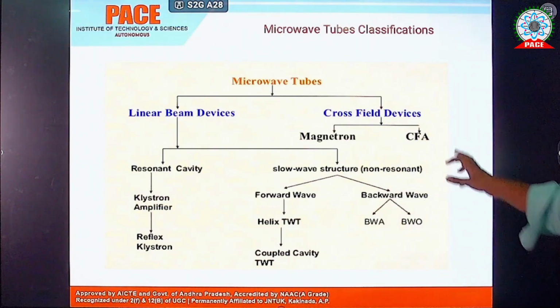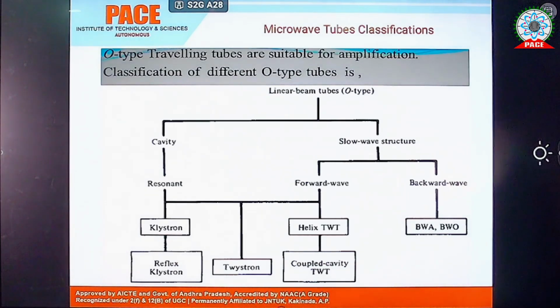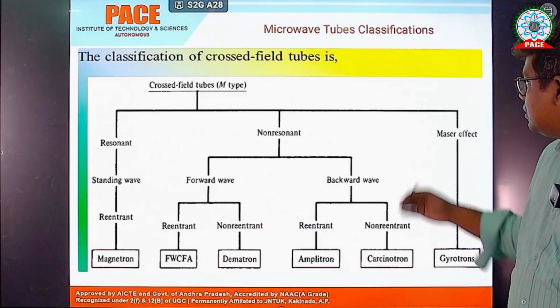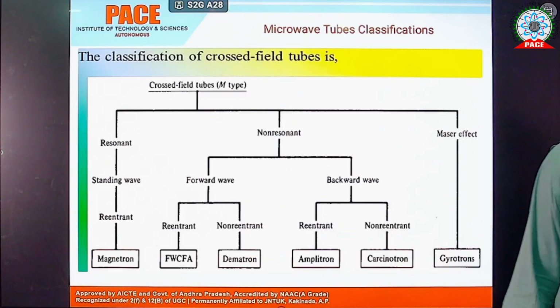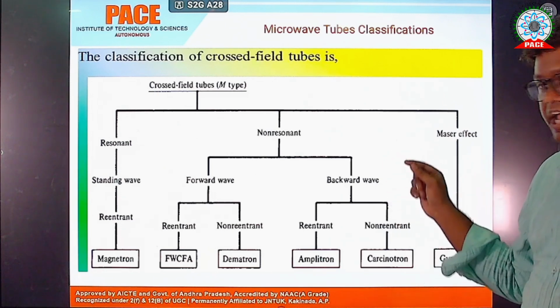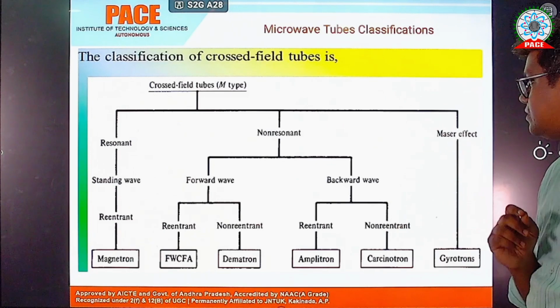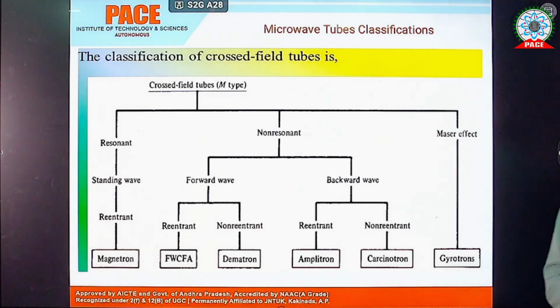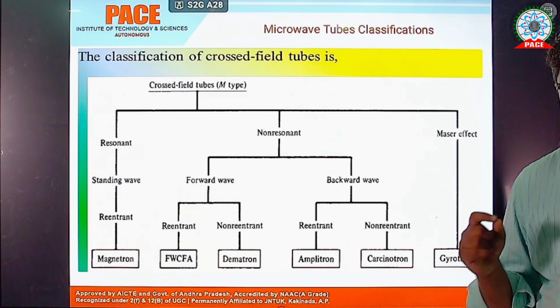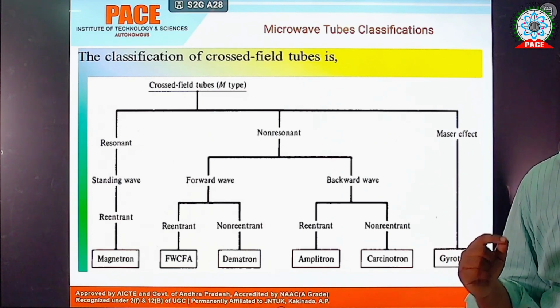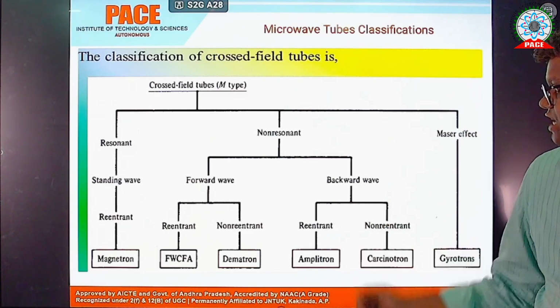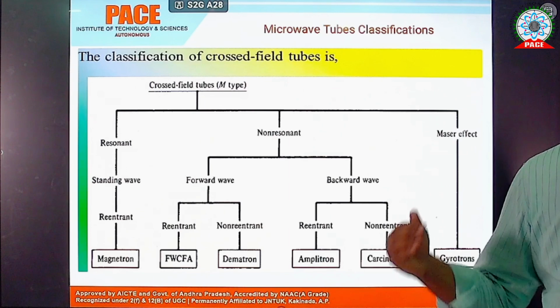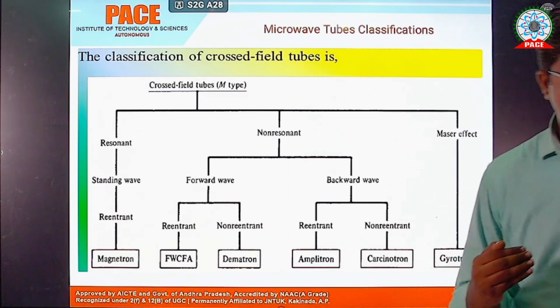So not only this, if you go in detail about classifications, about O types, so same thing you can see here, O types, the cross field tubes which will be used to resonate, the M types. So these M types again two types, resonant and non-resonant, as well as maser effect. So in resonant, the major thing which will be considered is standing wave, reentrant. These all come under one equipment called magnetron. The resonant mode, the standing wave mode, and reentrant, and all these things come under one device called magnetron.